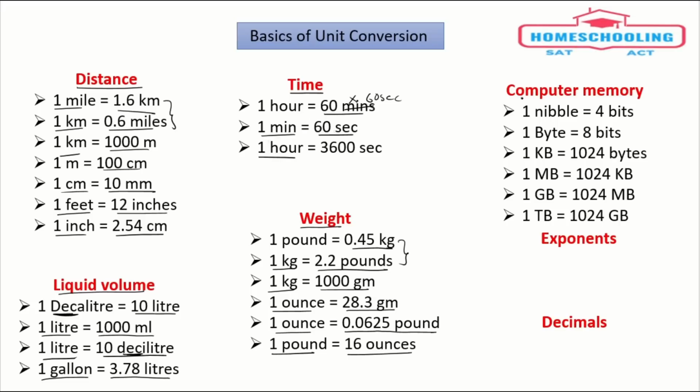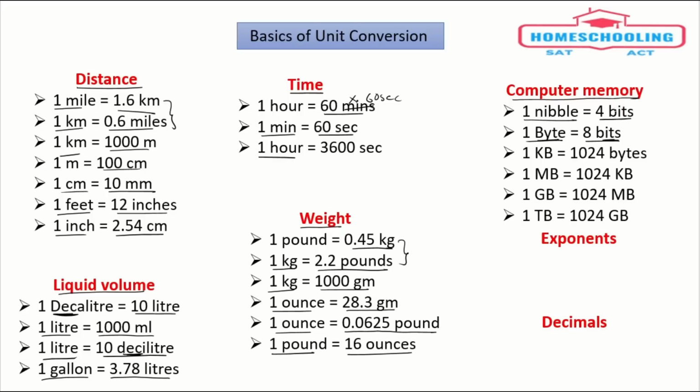Now let's move on to the computer memory. The smallest unit of computer memory is 1 nibble. And 1 nibble is equal to 4 bits. And 1 byte is equal to 8 bits. So you have to remember byte, B-Y-T-E, and this is bits.